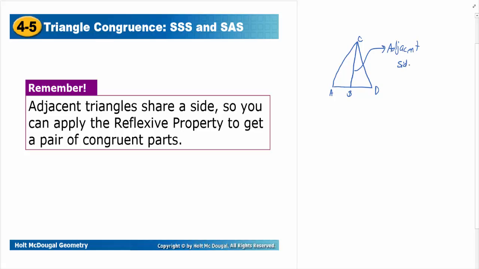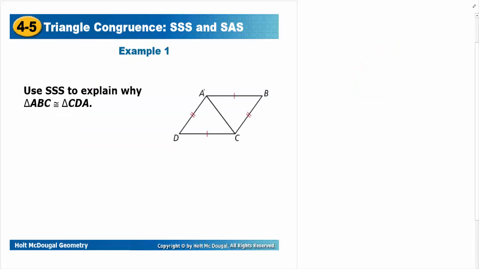So again, the thing to remember here, adjacent triangles share a side, so you can apply what's called the reflexive property. I remember I talked about that in chapter 2. We don't really use it that much until we get to this point, to get a pair of congruent parts. Okay, so that's something we'll need to keep track of when we do our proofs. So part of going through talking about adjacent sides, we'll use it to explain why two triangles are congruent. Now we can do this in just an explanation problem, or we can do it as a proof.